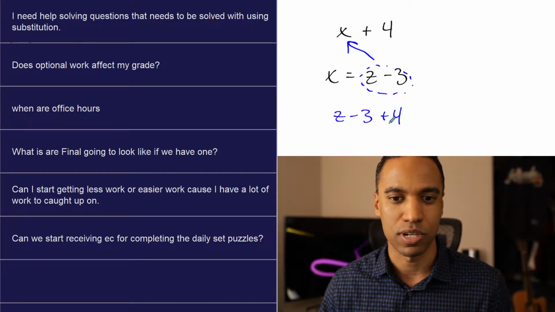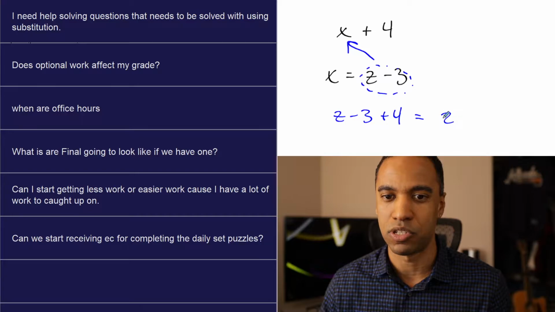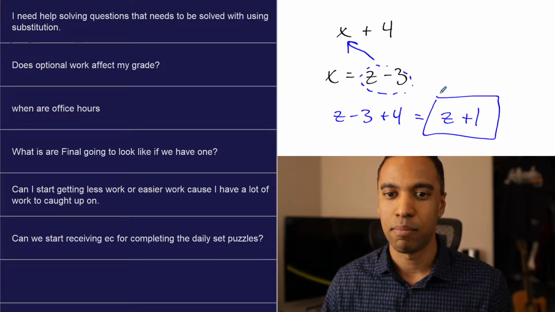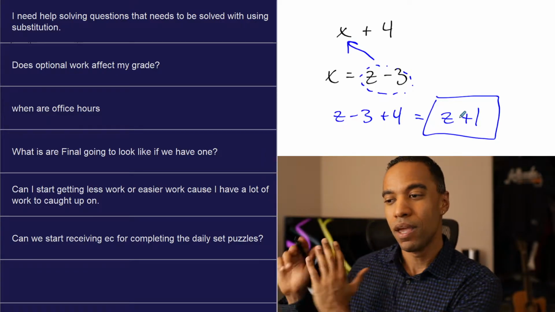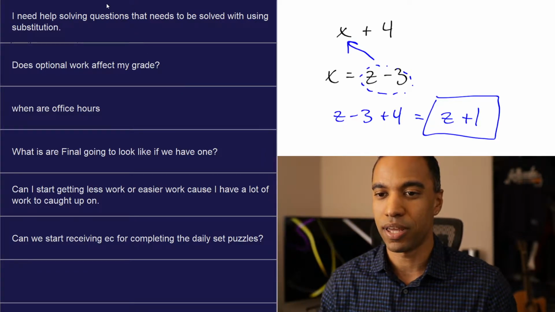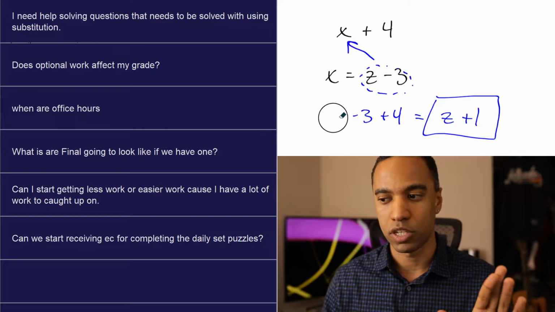And if I combine like terms, negative 3 plus 4 is 1. So that becomes z plus 1. Like I said, maybe you find out z is 7, and then you substitute 7 for z, and 7 plus 1 is 8. So that's what substitution is, taking its place. Now, you guys are doing a couple more things with substitution.